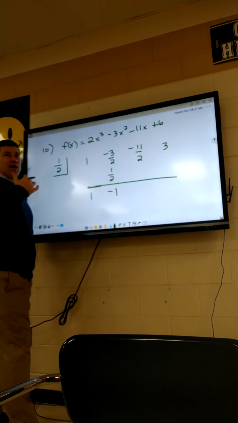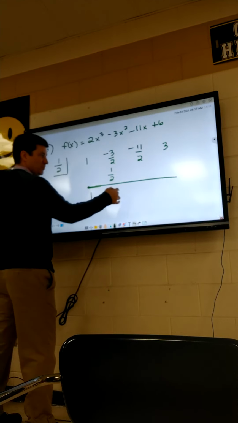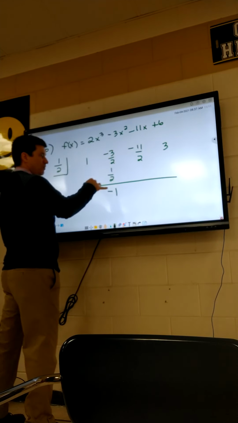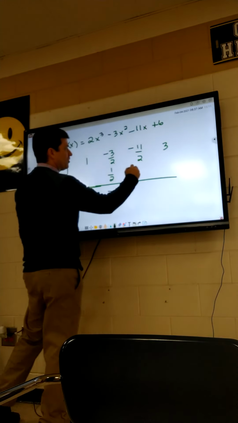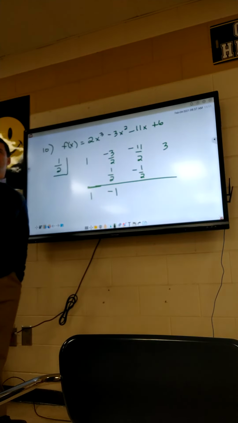Now remember, I'm never going to give y'all problems that have fractions on the bottom. You may have fractions up in here, but your answer is going to be integers. It's going to be numbers. 1/2 times -1 is -1/2. Add them up. Somebody see what you get.